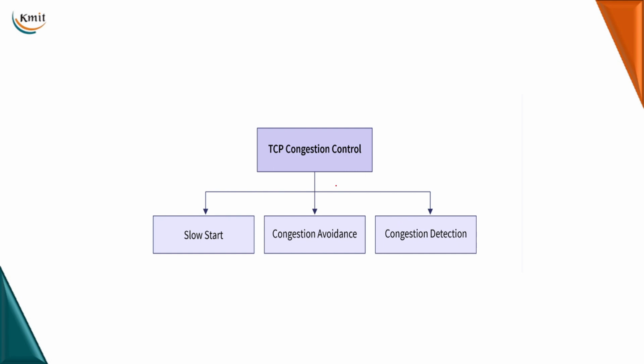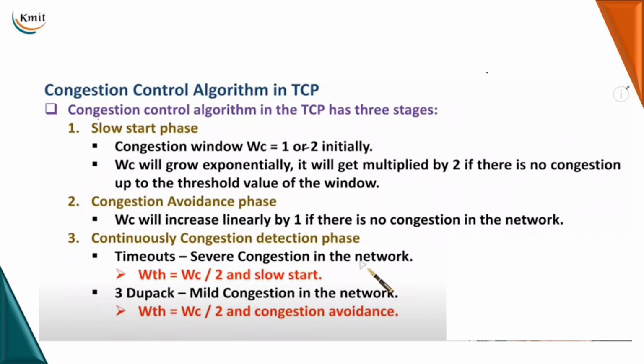Now the TCP congestion control policy that the TCP protocol uses is based upon an algorithm which includes the following phases: slow start phase, congestion avoidance phase, and congestion detection phase. In short, I have framed the congestion control algorithm in TCP in 3 steps. First, the slow start phase. Here it means that we go slowly and then gradually we grow exponentially. The congestion window is initially 1. In our example, we are taking the congestion window size as 1.